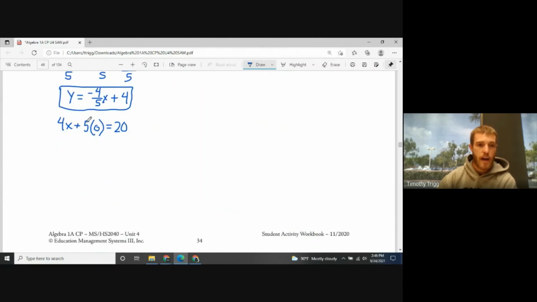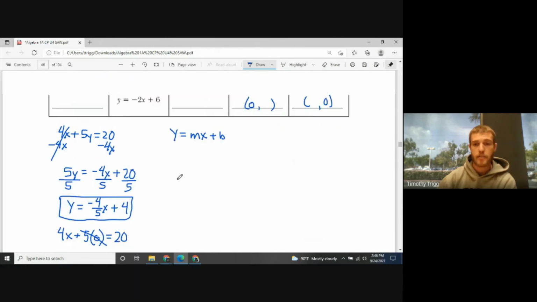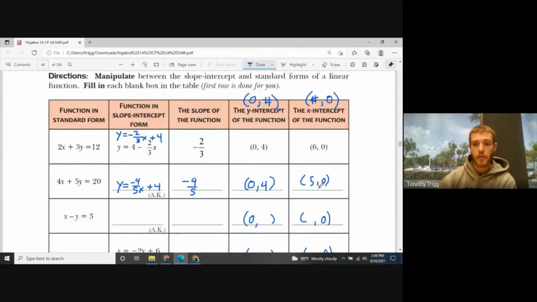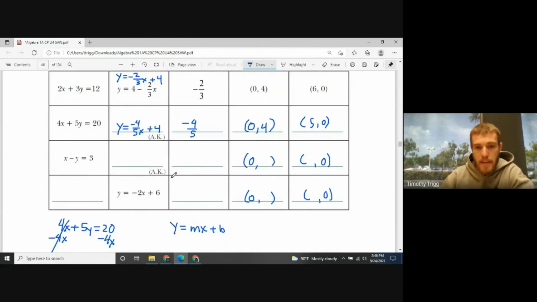So this 5 times 0, well, that's 0. So that just goes away. So we're left over here with 4x equals 20. Then to get x by itself, we divide both sides by 4, giving us that x equals 5. So this tells us our x-intercept is (5, 0). Okay, hopefully that makes sense. Don't worry, we're going to practice another time right here.